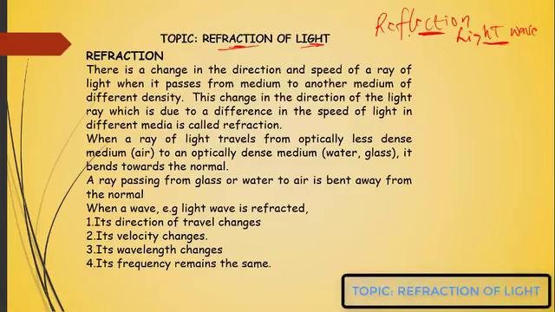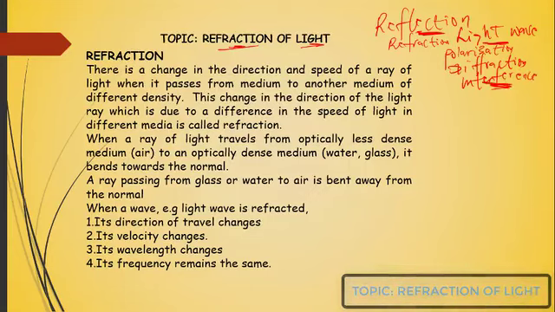Some characteristics of waves such as light include reflection, we have refraction, we also have things like polarization, diffraction, and we also have interference. These are a few of the many characteristics that light waves possess. So our focus today is on refraction. Now, what is refraction?